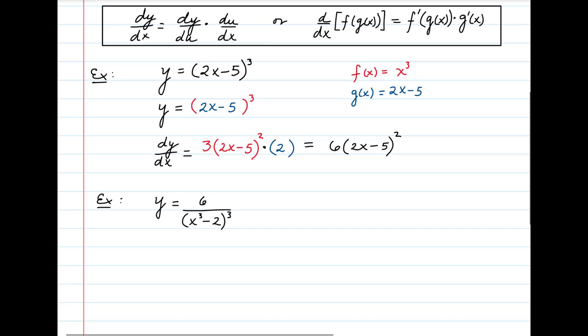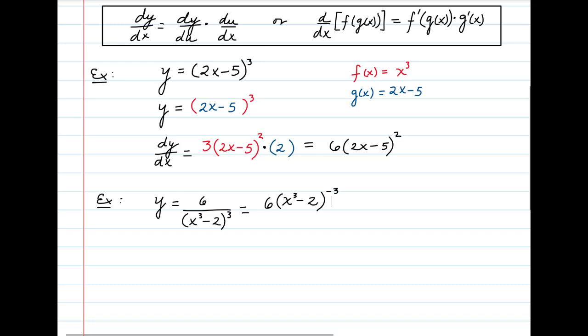So you can do this when you have a constant on top. If you have a constant on the numerator, then we can rewrite this function in the following way. 6, we can bring the denominator to the top, (x cubed minus 2), and change that exponent to negative 3. Doing that would allow us to do now the power rule combined with chain rule.